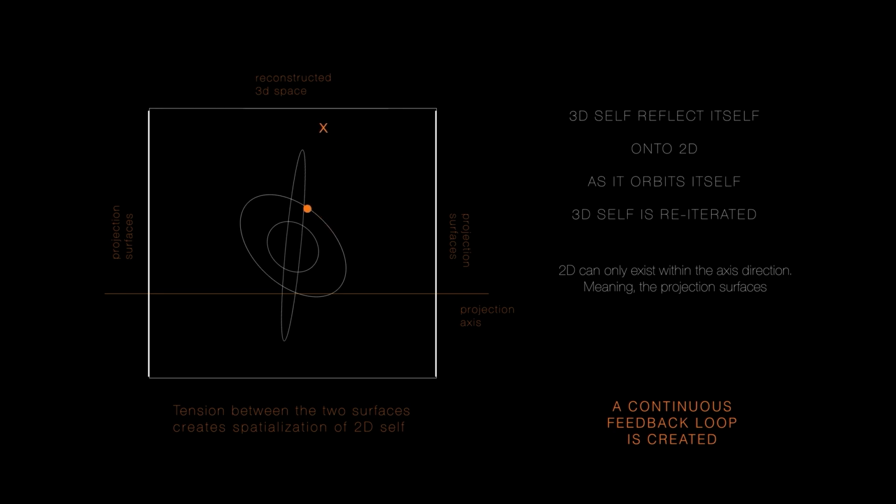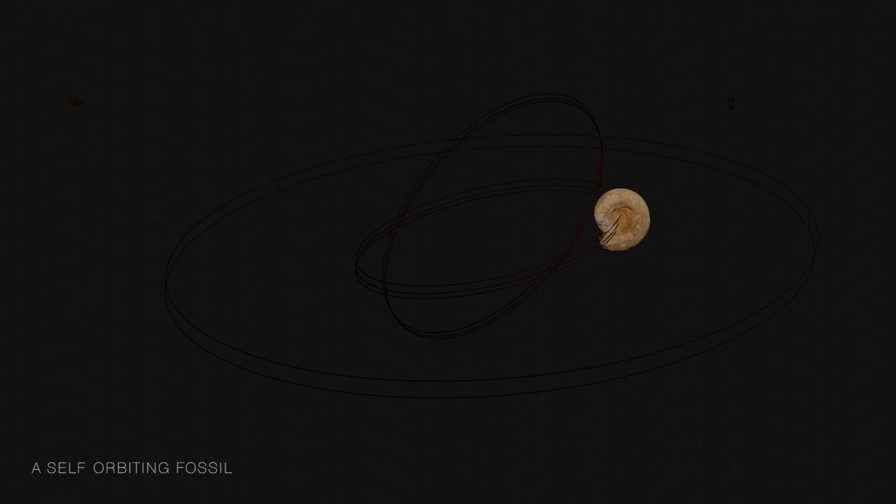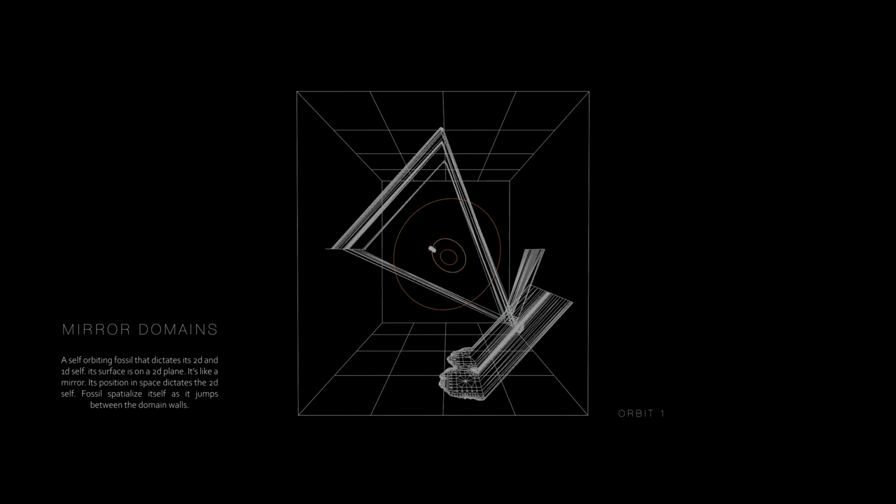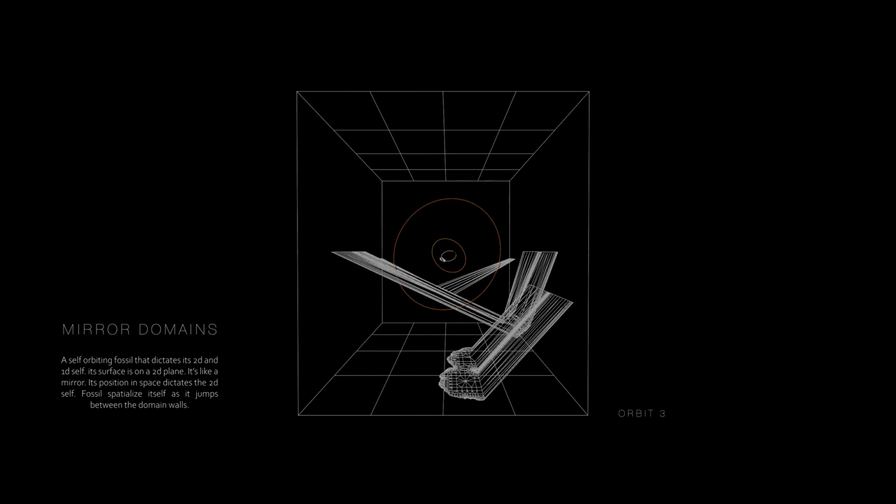I created a system where fossils project themselves onto the domain surfaces. By orbiting, they project to the closest point. Where the closest point is not on the 2D domain surface, the projection jumps into the 3-dimensional space. The 3D fossils are reiterated as a spatial configuration in a continuous feedback loop.